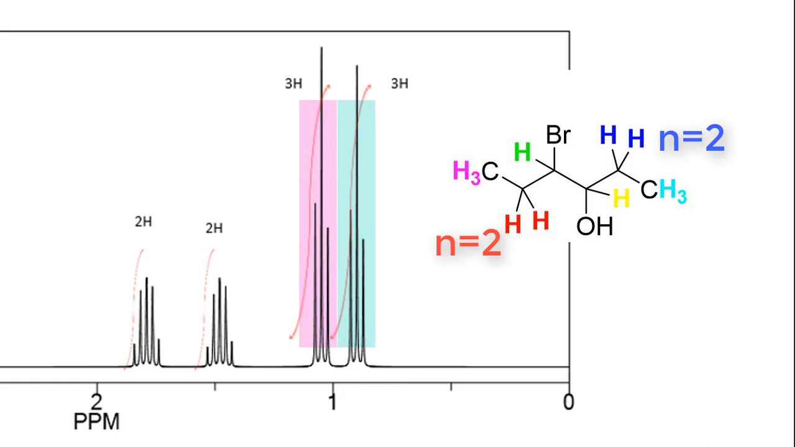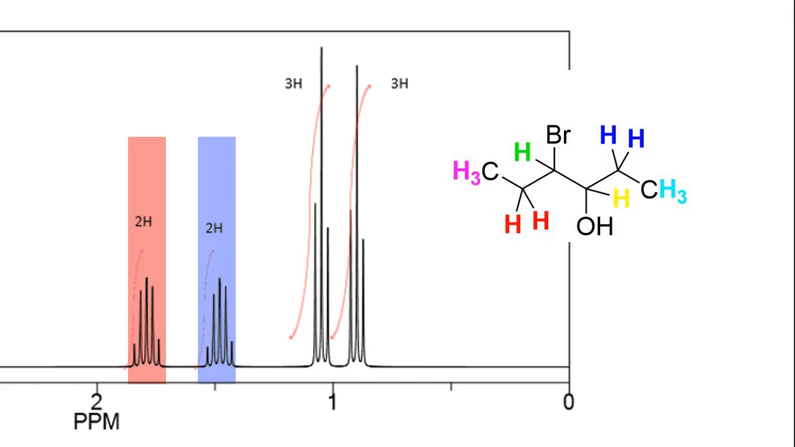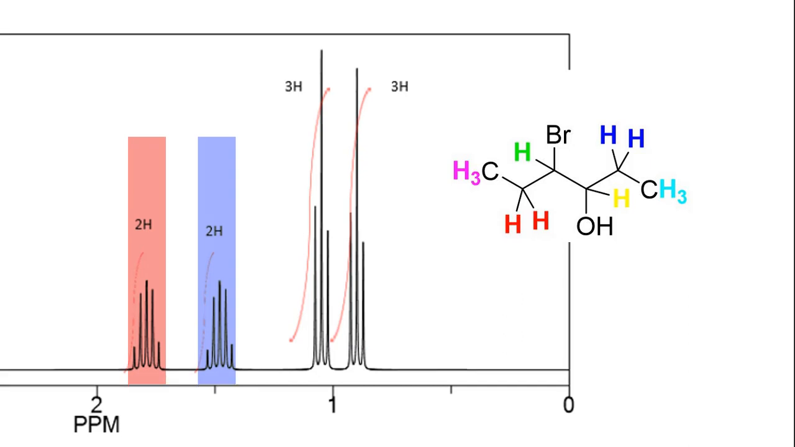And so because of that, they'll both be triplets. And if you look at the 2 pentets, both of those pentets integrate for 2 hydrogens. We have 2 carbons in the molecule that have 2 hydrogens on them. That's the red group of protons and the blue group.